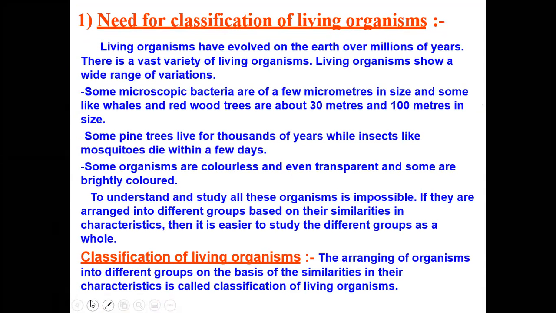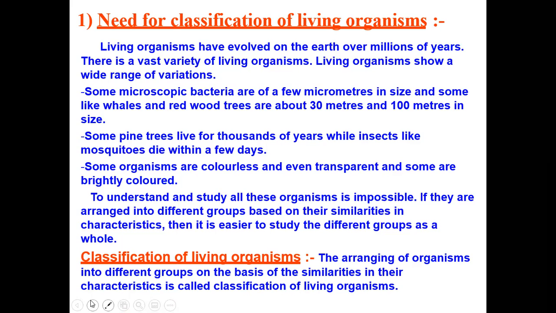Living organisms have evolved on the earth over millions of years. There is a vast variety of living organisms. Living organisms show a wide range of variations. Some microscopic bacteria are a few micrometers in size, and some, like whales and redwood trees, are about 30 meters and 100 meters in size.